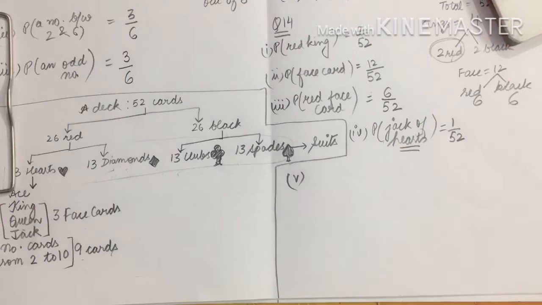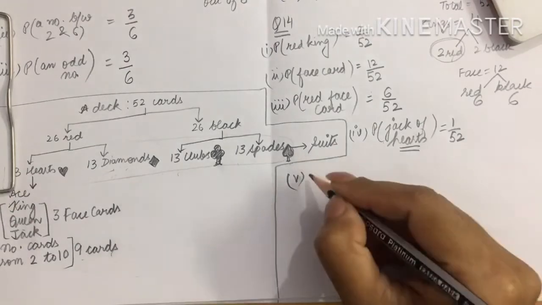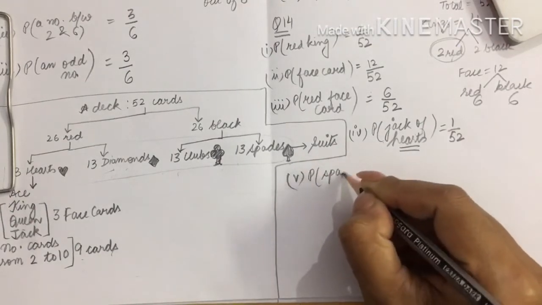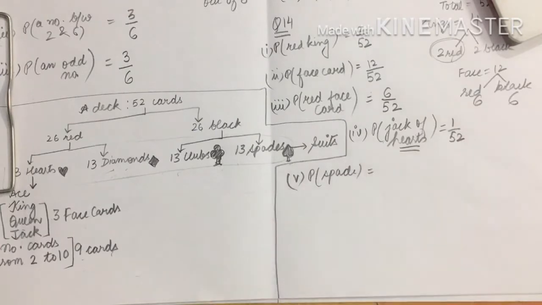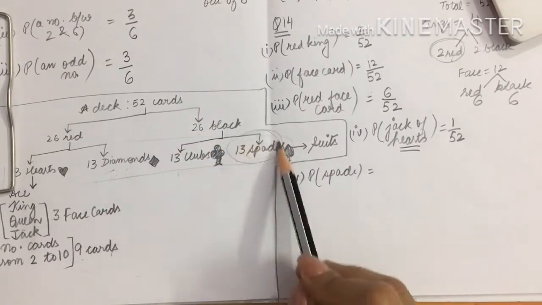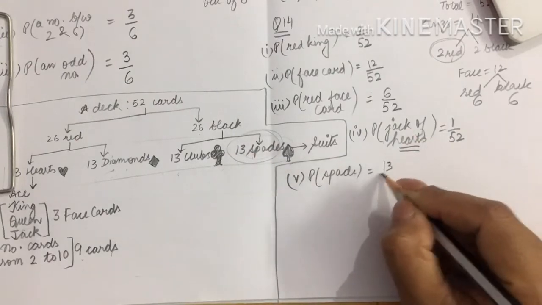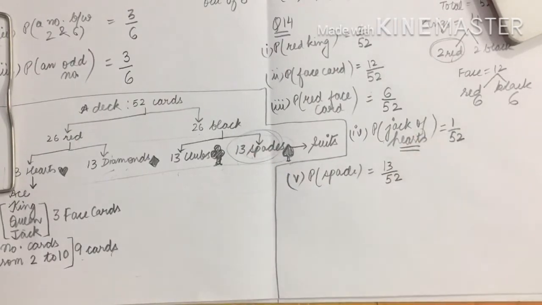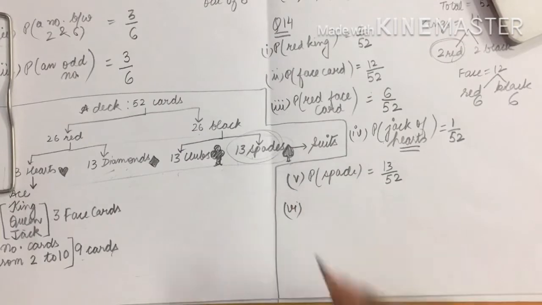Fifth part, probability of a spade. So out of total 52 cards, how many spades are there? So spades are here, I've written 13 spades. So 13 by 52.